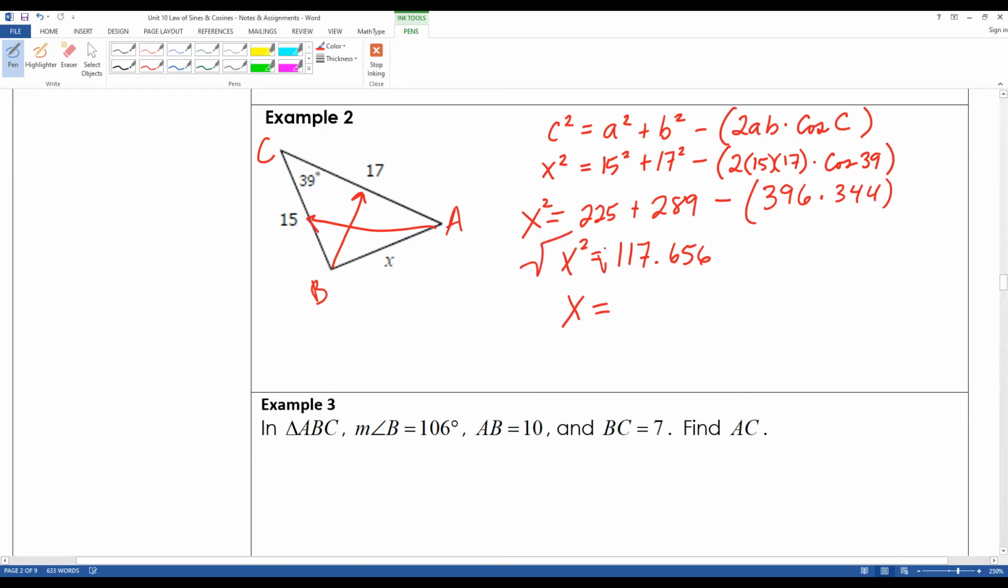Now if we square root both sides, I get 10.8, maybe 10.85, so 10.8, 10.9, we'll say. I think on my answer key I had 10.8, but I may have rounded somewhere else.